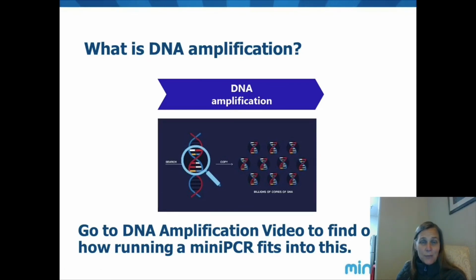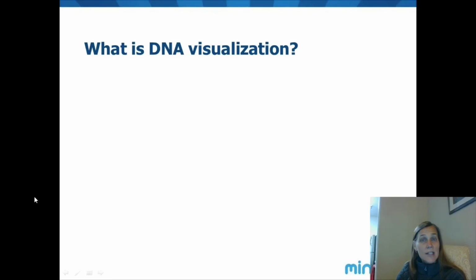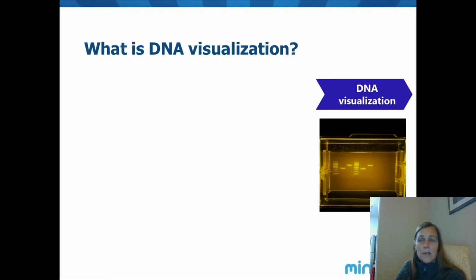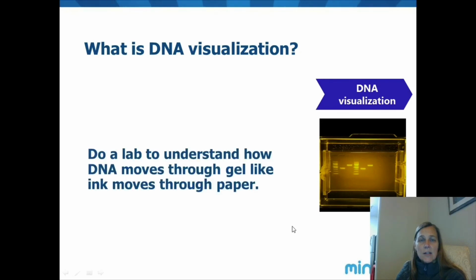Okay, so now you've seen the video. So we've got DNA amplification down, I hope. You have a sense of it, where you take one segment of the DNA and you make billions of copies of just that one unique segment. Now we'll go on to DNA visualization. So now we have it amplified. What are we going to do with it next? So that's where you're going to actually take it and you're going to run it through the gel. And to do that, you're going to actually be doing a lab where you're going to see how DNA moves through the gel, just like ink will move through paper. Sounds a little mysterious, but we'll be doing that after you run your PCR.